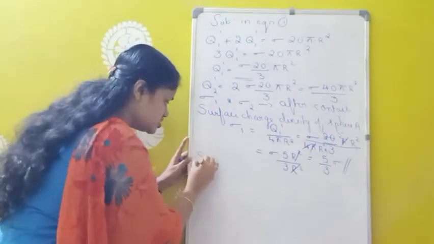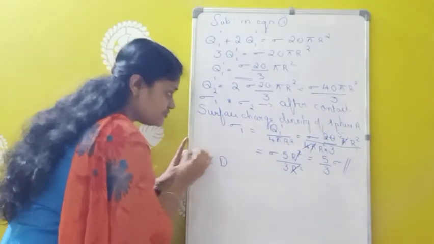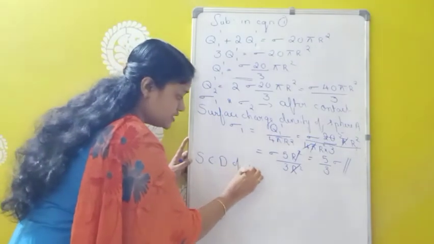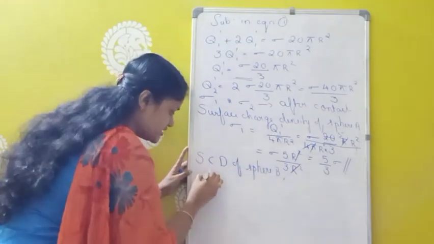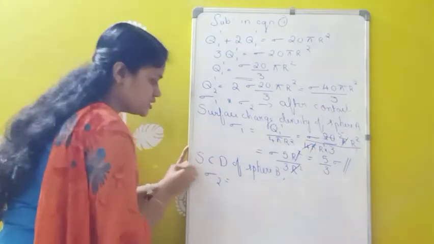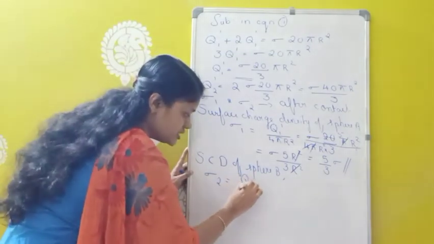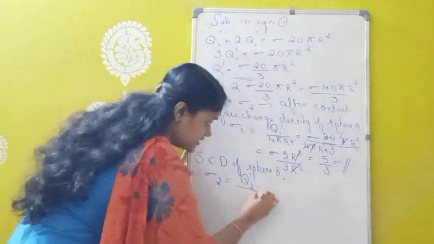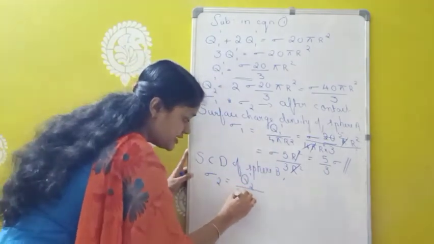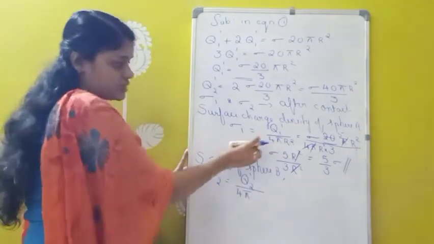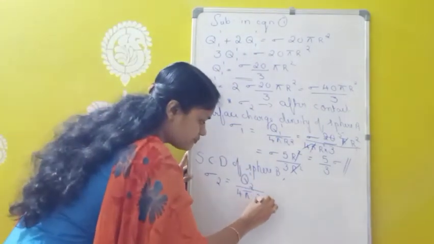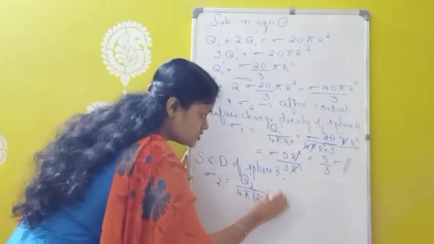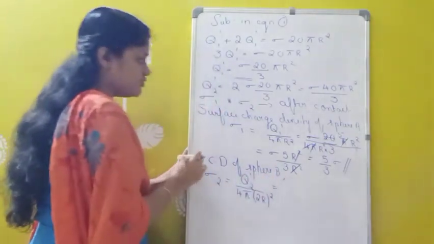The surface charge density of sphere B, which is taken as sigma 2. Sigma 2 equals, what is the formula? Charge, so what is the charge? Q2 dash divided by the area. What is the area? 4 pi into, what is the radius of the second sphere? 2r, so 2r the whole square. What is Q2 dash?